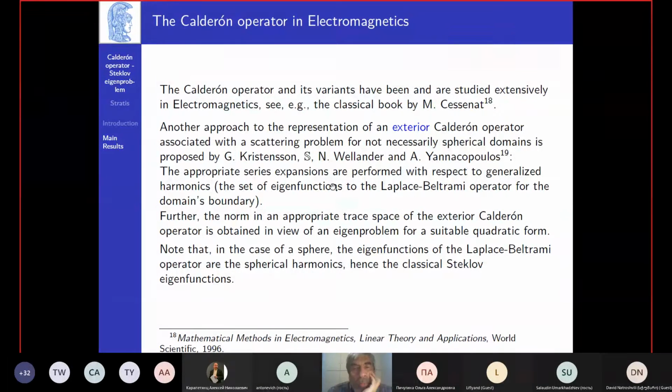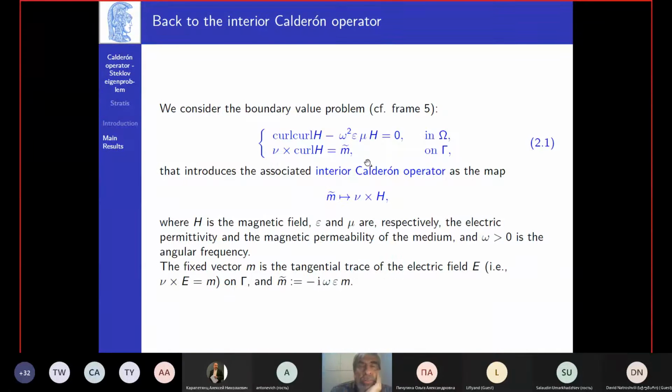And so we get a kind of a serious expansion with respect to the introduced generalized harmonics, and we express the norm of the exterior Calderon operator in view of an eigenproblem, which is very similar to a Steklov eigenproblem. All right, so this is the problem that I mentioned again in the beginning. So I'm passing now to our work with Lamberti. And so is this the problem that I spoke about in the beginning?